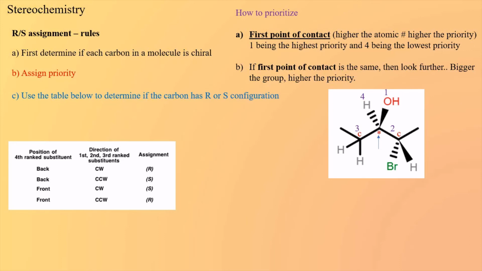So the takeaway from this is the first point of contact. If you do it the way I have done it, chances are you never make a mistake and you're making your life very, very easy. And second is the atomic number. Down the road, we will have some special cases, but we have to first get through this R and S and get through the conformational isomers before we come back to the special cases.